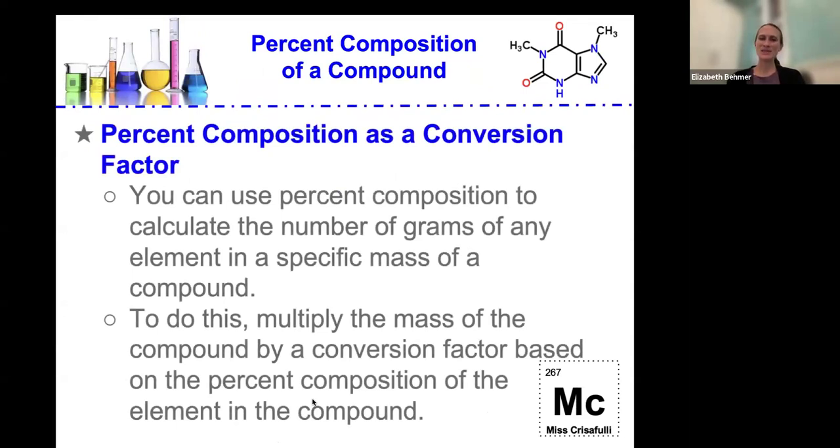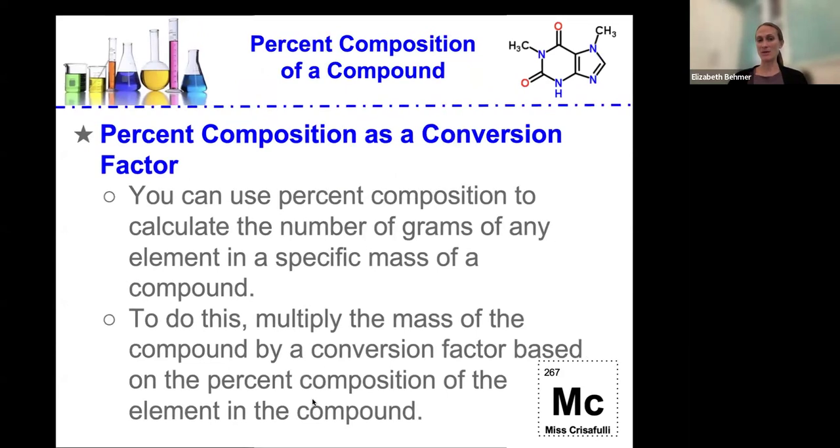The percent composition can then be used as a conversion factor. You can use percent composition to calculate the number of grams of any element in a specific mass of a compound. And to do this, you'll multiply the mass of the compound by a conversion factor based on the percent composition of the element in the compound.